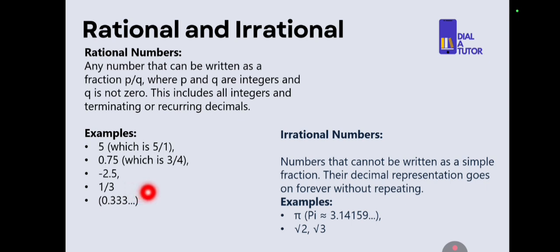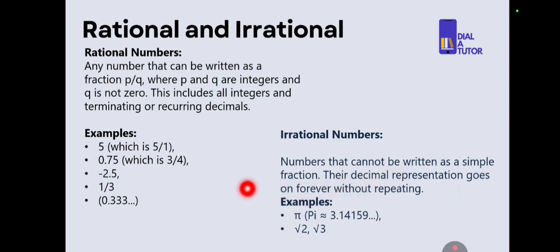0.33333 is a recurring decimal and can be written as a fraction, 1/3. Irrational numbers are almost the opposite of what rational numbers are: numbers that cannot be written as a simple fraction, and whose decimal representation goes on forever without repeating.